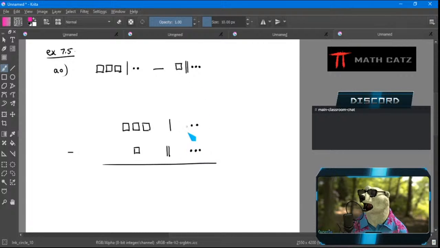Now in the rock column, I have to take away 3. Can't be done. I need to go borrow a finger. I'll borrow this finger. As soon as I bring it over, it splits into 5 rocks.